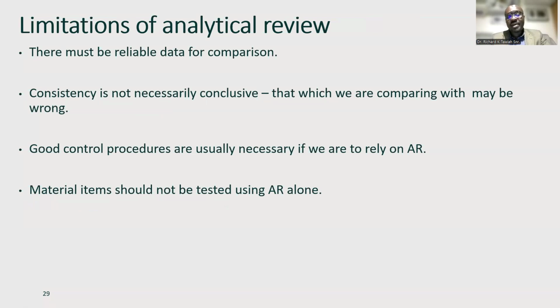There are limitations. There must be reliable data for comparison, else you cannot do any analytical review. Consistency is not conclusive. The fact that sales has changed by 20% and the industry has also grown by 20% is not conclusive. You may need additional information to corroborate that evidence. Good control procedures are usually necessary if we want to rely on analytical reviews. Material items should not be tested using analytical reviews only. Find corroborative evidence to support your work.